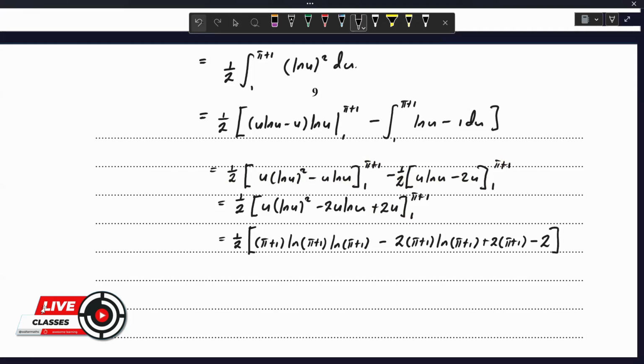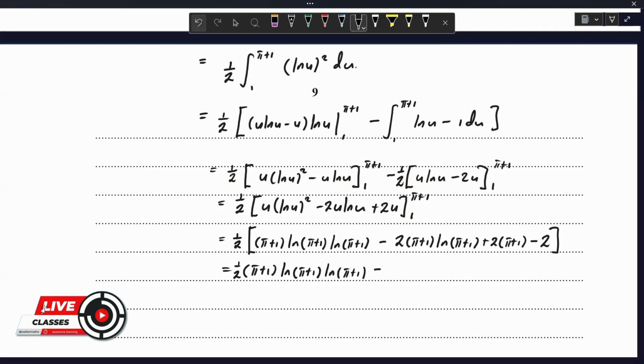All right, now I'm going to apply the half to the whole bracket. We'll be having half of pi plus 1 times ln of pi plus 1 squared. So that's like of ln of pi plus 1.